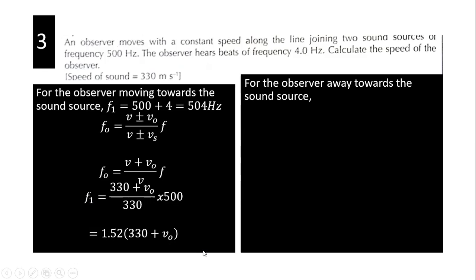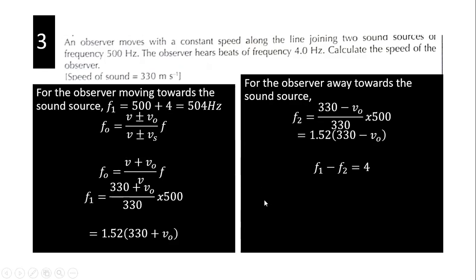For the observer moving away from the sound source, then we get F2 equals 500 minus V0. This is where the observer is moving away from the sound source. We put a negative sign there, just using this formula. Instead of positive, we use negative, that's all. So we get the second equation.